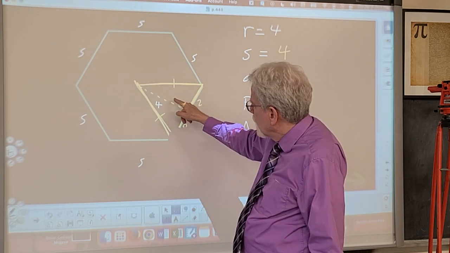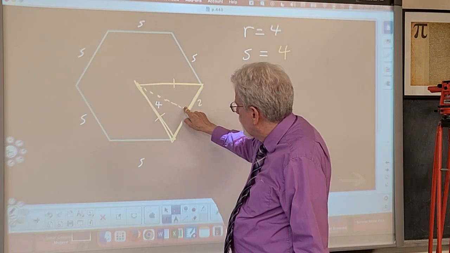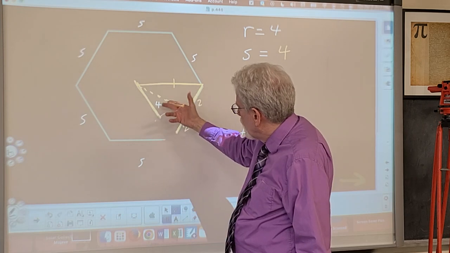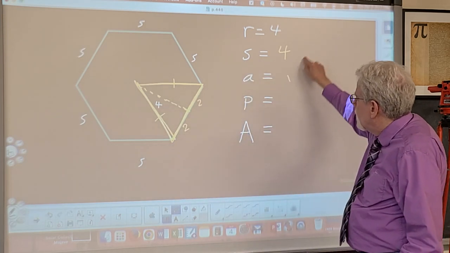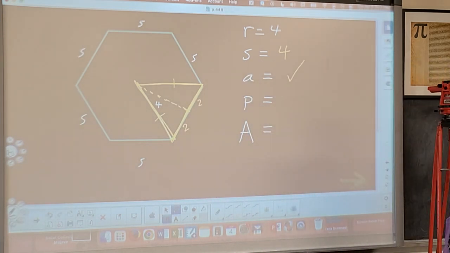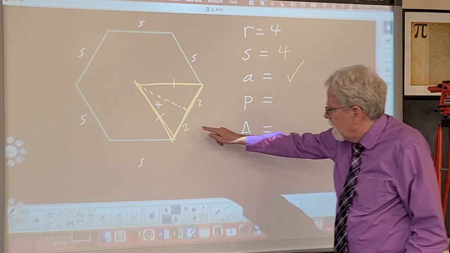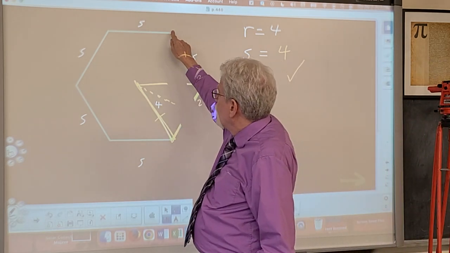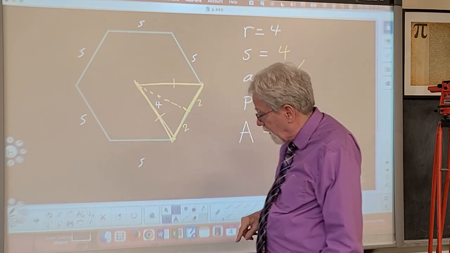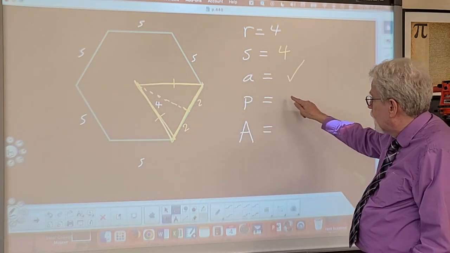And so we use the Pythagorean theorem to figure out what this guy is. A squared plus B squared equals C squared. We can get the apothem. I don't have time to get it for you right now. The perimeter is going to be 4 plus 4 plus 4 plus 4 plus 4 plus 4 times 6, because there are 6 sides. That's going to be 24.